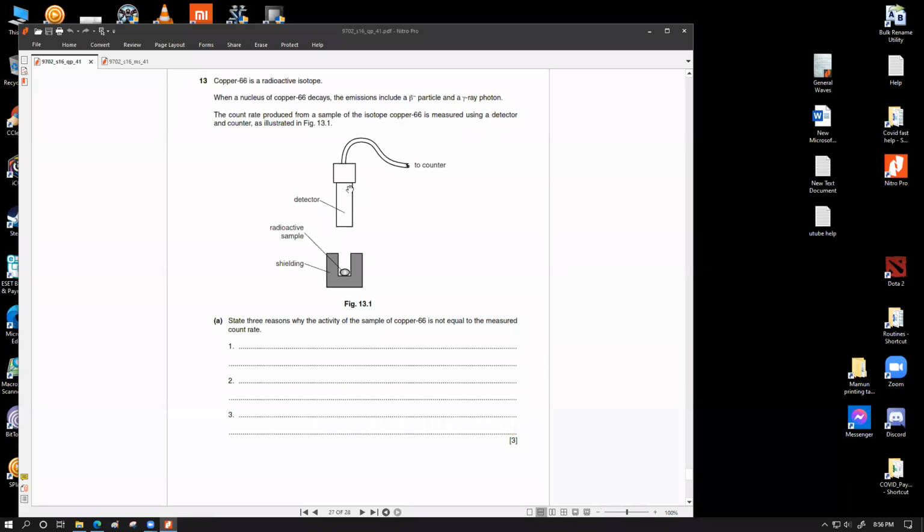The second point that I can talk about is that obviously every environment has some background count. So this detector, in addition to the fraction of the ionizing radiation it is receiving from the radioactive sample, might also receive some significant radiation from the surroundings. So background radiation could be another reason. But I cannot think of a third reason. What can there be?